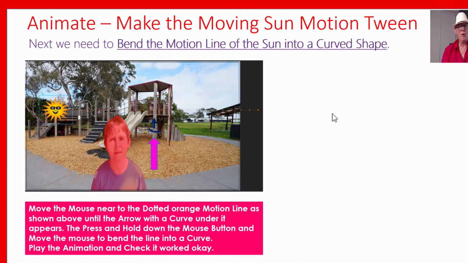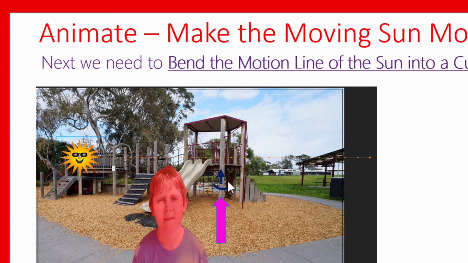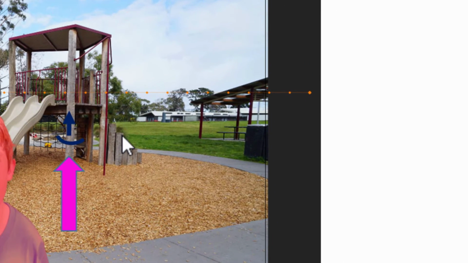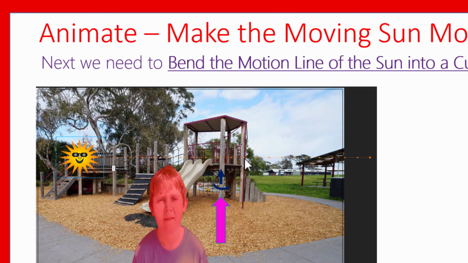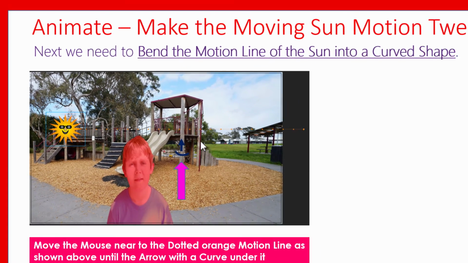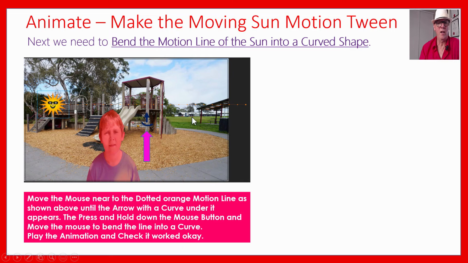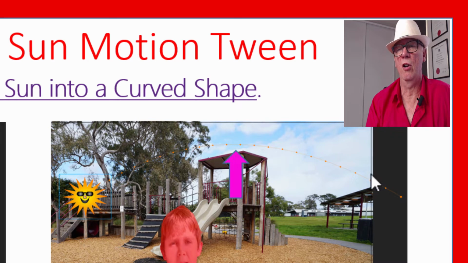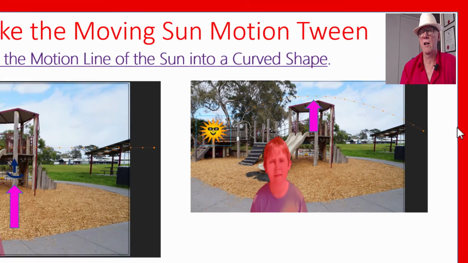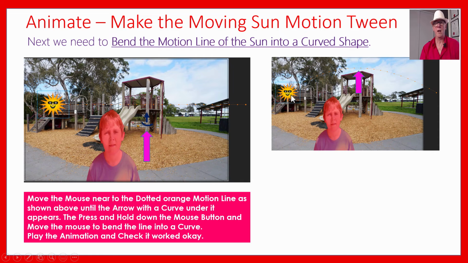You get on your arrow tool, and when you move near that orange line, you'll get an arrow with a part of a circle underneath. If we just zoom in, hopefully you can see that. I've got an arrow here with a circle underneath. So if you move on the line, you'll just see the normal arrow, but when you move just away from it, as soon as you get the circle underneath, that's when you push down your mouse and hold down your mouse, and you can actually bend that line up so it goes in a curve like this, and that's going to make the sun go up in the air across the sky and then come down again.